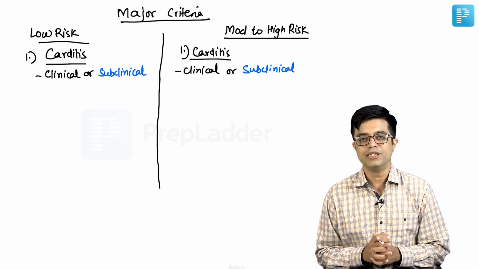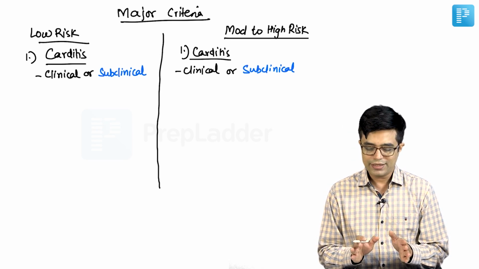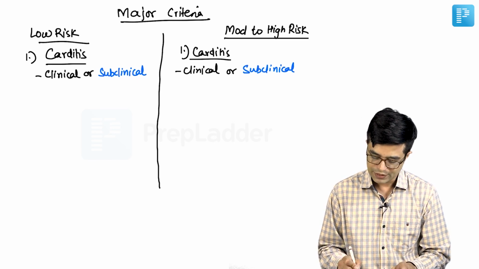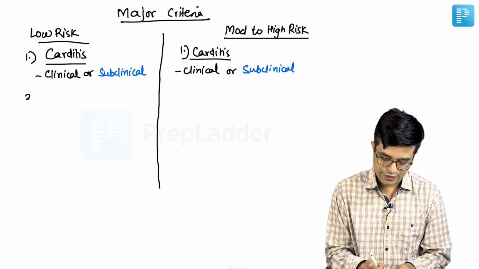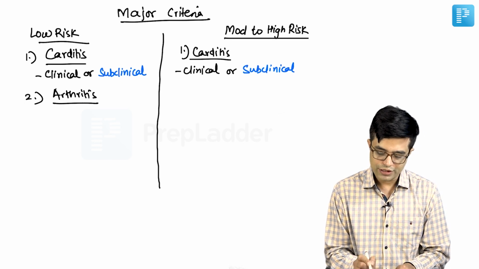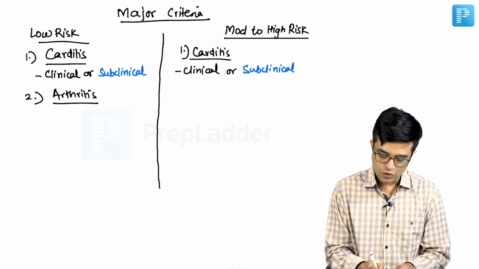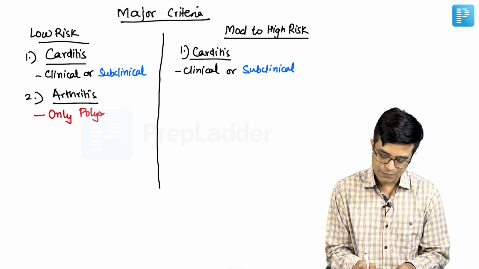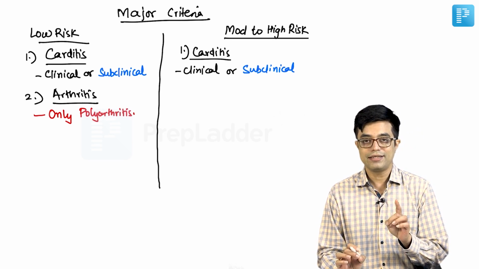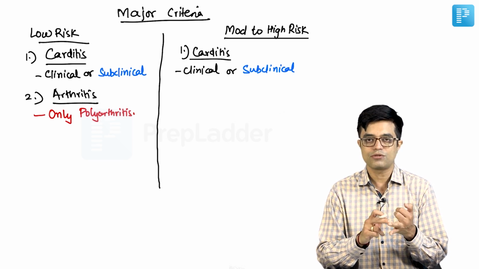Carditis is the same in low risk and moderate to high risk populations. Second, we have arthritis. In the low risk population, only polyarthritis, that is multiple joints involved, is considered a major criteria. And when I say arthritis, it includes pain, redness, swelling, restriction of movement and warmth in the joint.